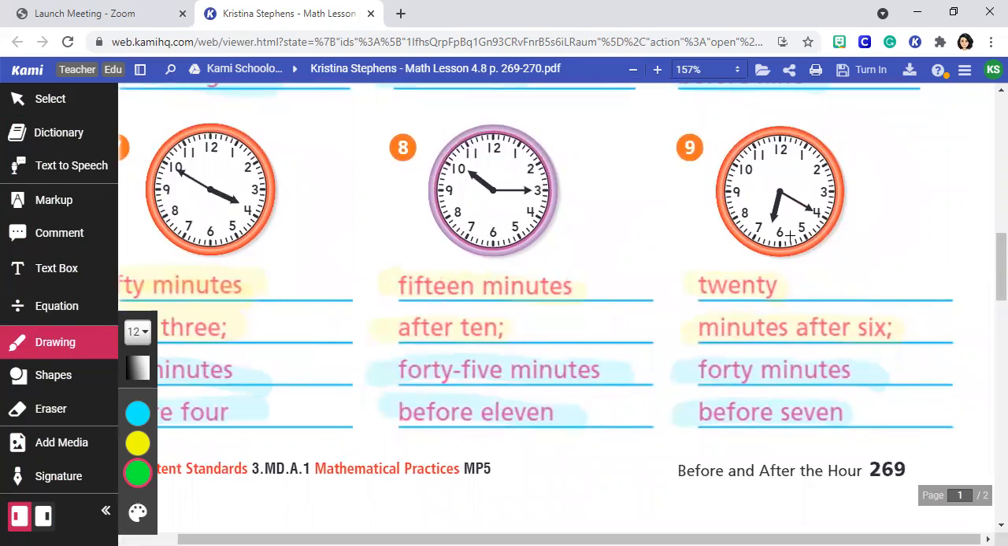Number 9. Well, my hour hand is in between the 6 and the 7. So I know that it's not 7 o'clock yet. It's still 6 o'clock. How many minutes past 6 o'clock is it? My minute hand is pointing to the 4. 4 groups of 5 is 20. So I know that one way to think about this time is 20 minutes after 6 o'clock or after 6, which means there are 40 minutes before it reaches 7 o'clock or 7.